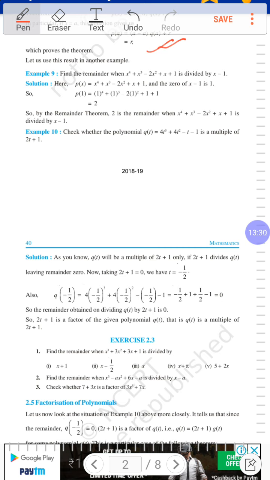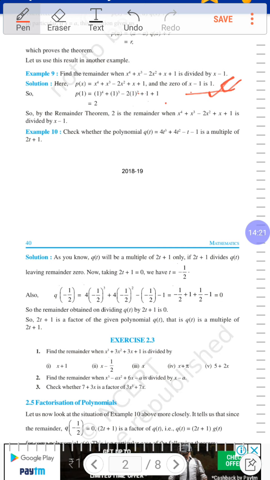So the remainder will become what? p(1). The zero of the divisor should be kept in the polynomial variable. So p(1) is equal to 1 to the power 4 plus 1 cube minus 2 into 1 square plus 1 plus 1. So what happens? This becomes 1, 1 plus 1 is 2, and 2 minus 2 is 0, and again 1 plus 1 is 2. So according to our remainder theorem, we got how much remainder? 2.